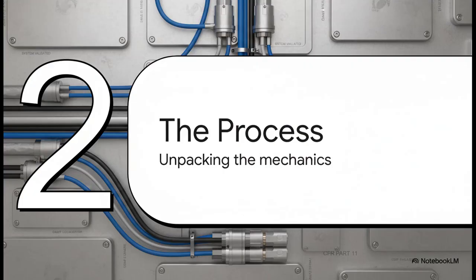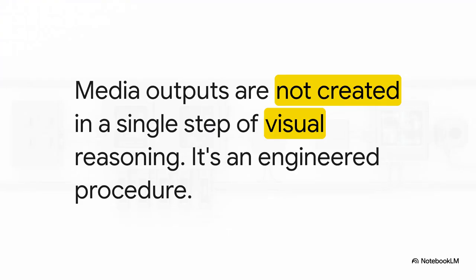So, okay. Let's ditch those simple analogies for a minute. What does the actual process look like? Let's really unpack the formal mechanics of how this stuff gets made. And this is absolutely crucial to get. An AI-generated image isn't the result of a sudden flash of inspiration. There's no visual reasoning happening. It's the end product of a very carefully engineered, step-by-step procedure.